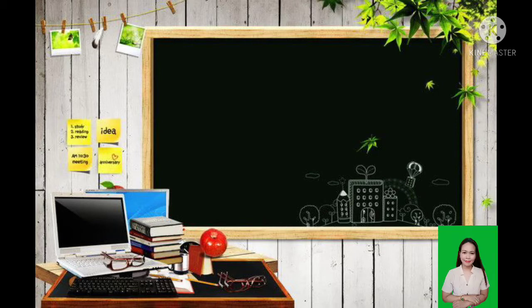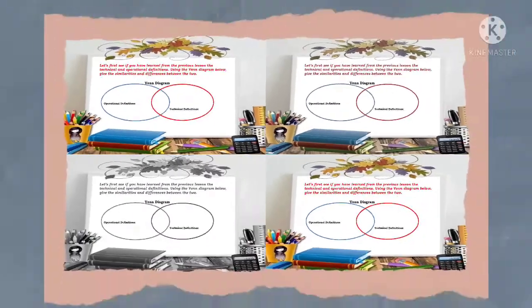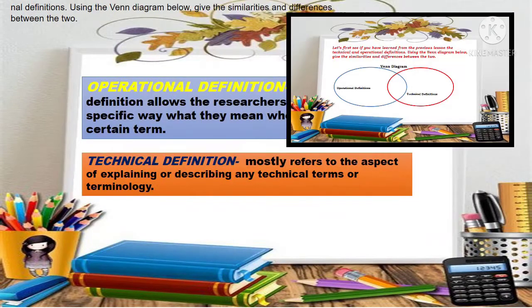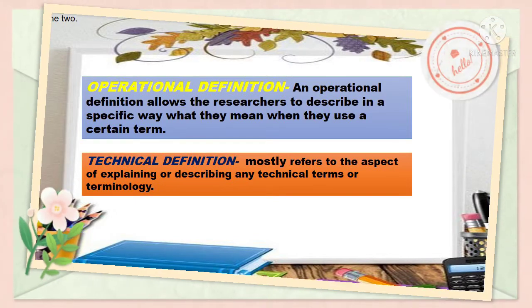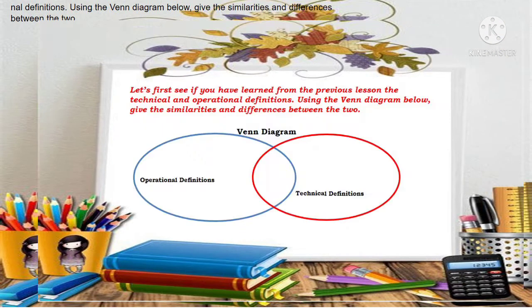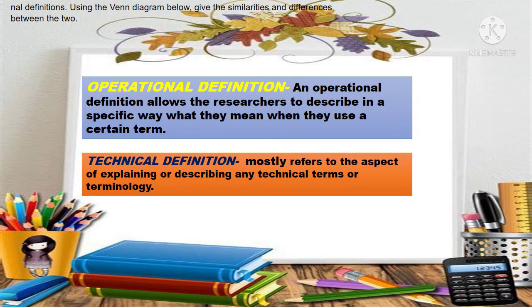Before we start, let's first see if you have learned from the previous lesson the technical and operational definitions. Using the Venn diagram below, you are going to give similarities and differences between the two. When we say operational definition, it allows the researchers to describe in a specific way what they mean when they use a certain term. How about technical definition?